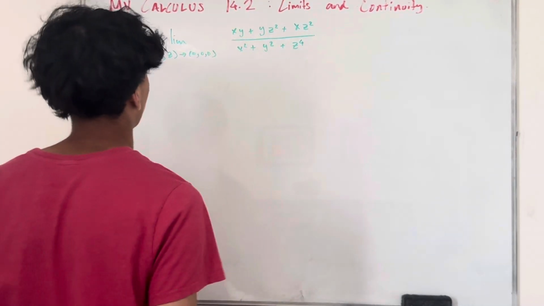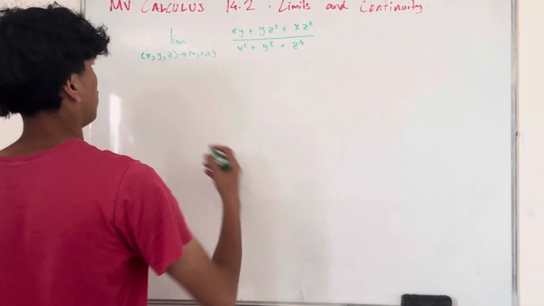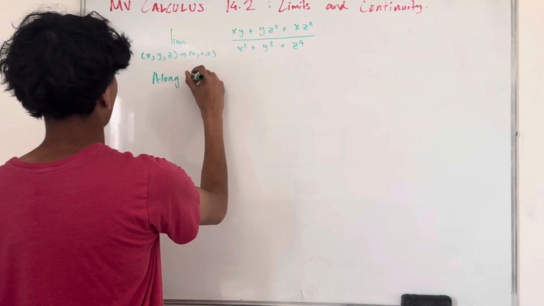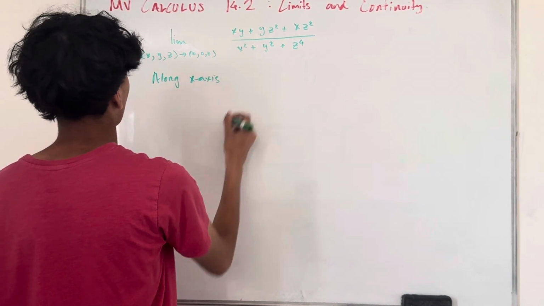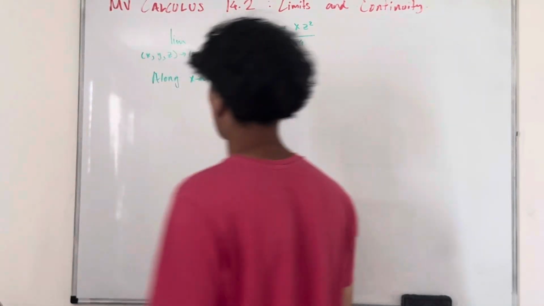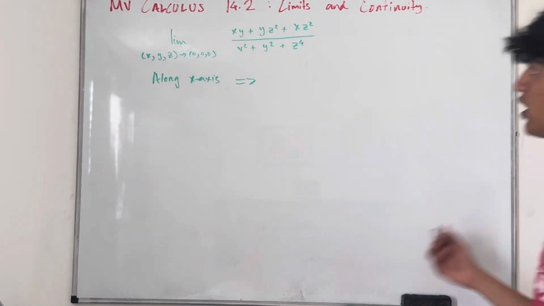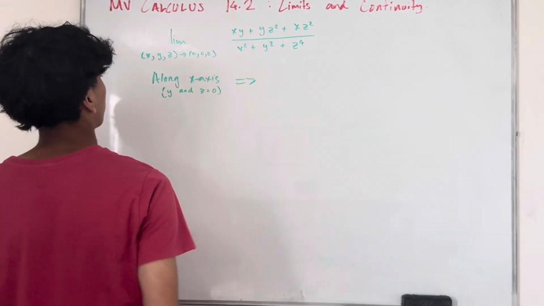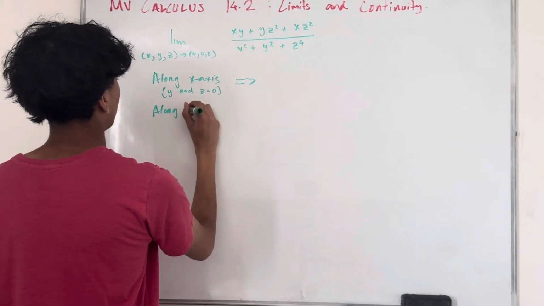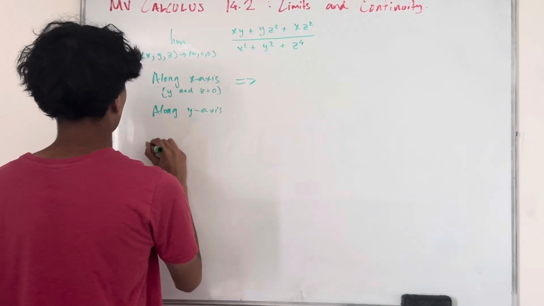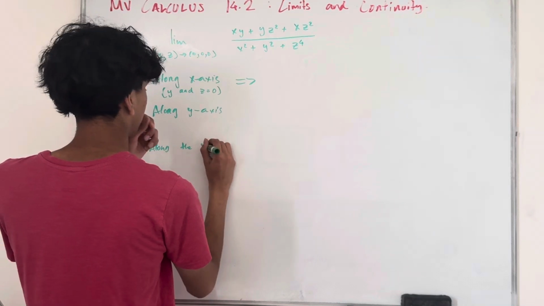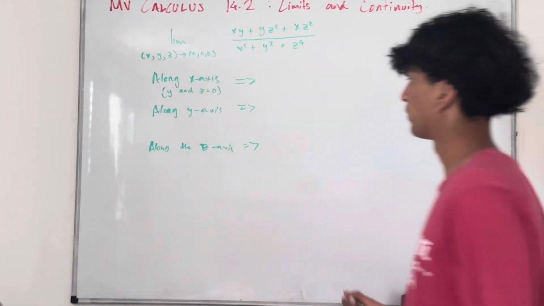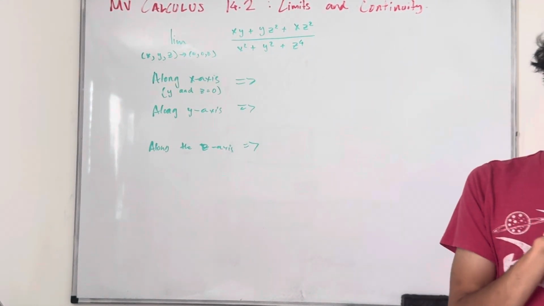You get 0 over 0, so we're going to have to take this limit manually. Let's say I go along the x-axis. I'm not going to do this, you can think about this. Going along the x-axis means y and z are equal to 0. Then I do the same thing along the y-axis, or the z-axis, I don't know why I said z. Going along one axis just means the other two variables end up equaling 0.